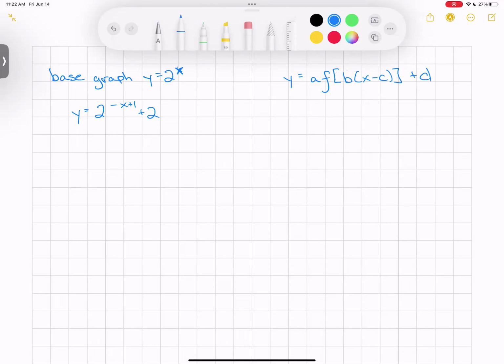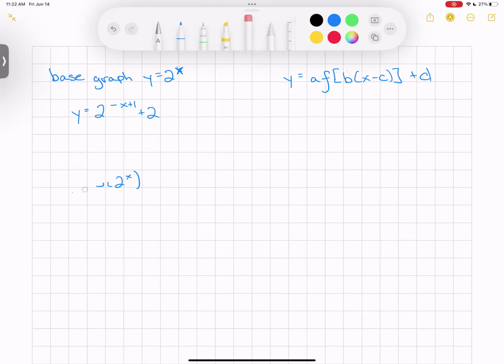So in this case, if we had an a value, it might look something like this, compared to our base graph of y equals 2 to the x. So in this case, then we would be multiplying, all of our y values are now getting multiplied by 5. So that would be an a value. If that was negative, then you would get y equals negative 2 to the x, or maybe in this case, we could have negative 5 times 2 to the x. So it's going to be out front of your function. So that's our a value.